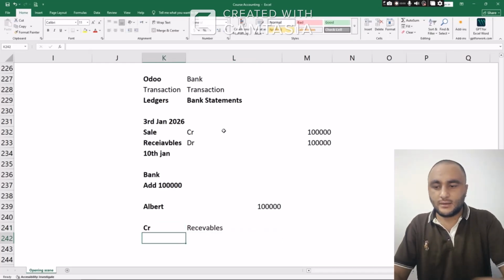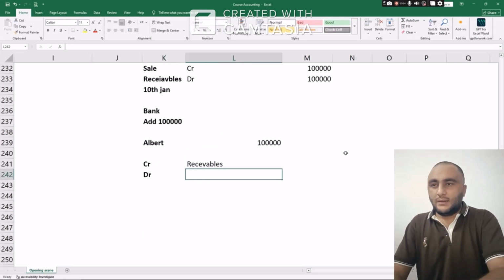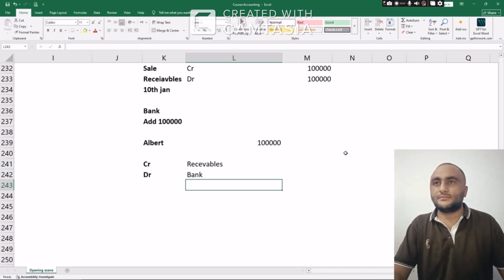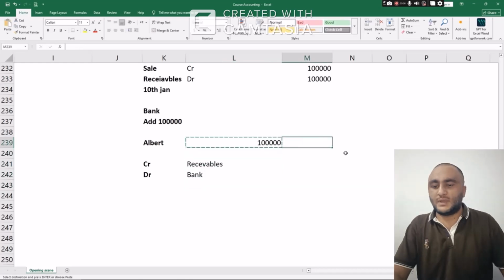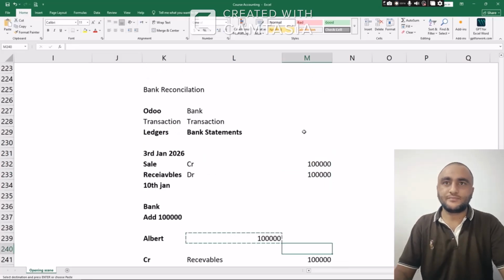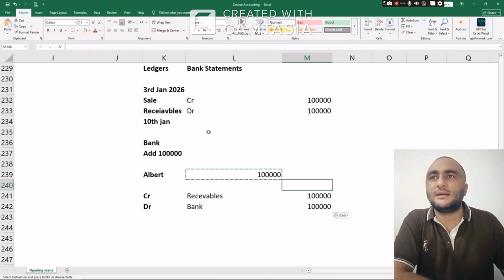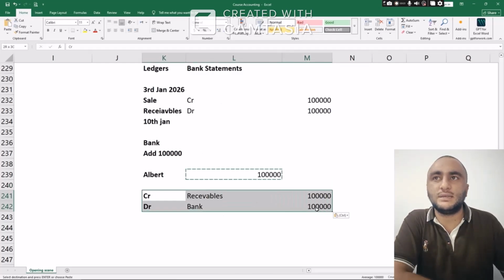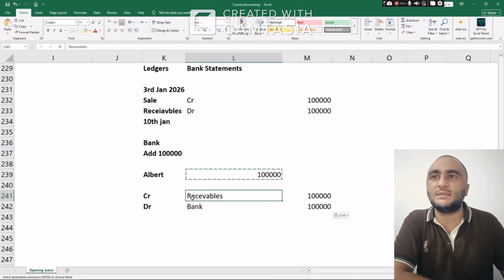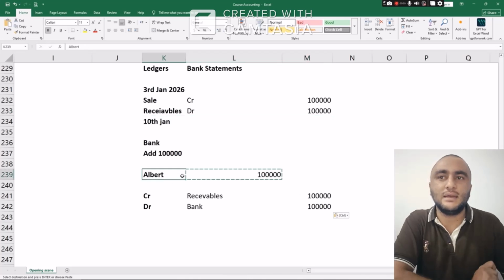credit receivable and will debit bank with this amount. So this way our transactions get reconciled, and now this sale, this operation is completed at this stage. After receivable gets credited and bank gets debited, here receivable credit, here debit, receivable will be again 0.